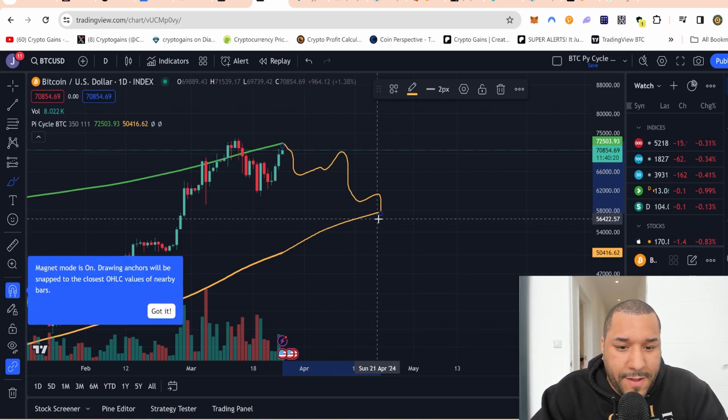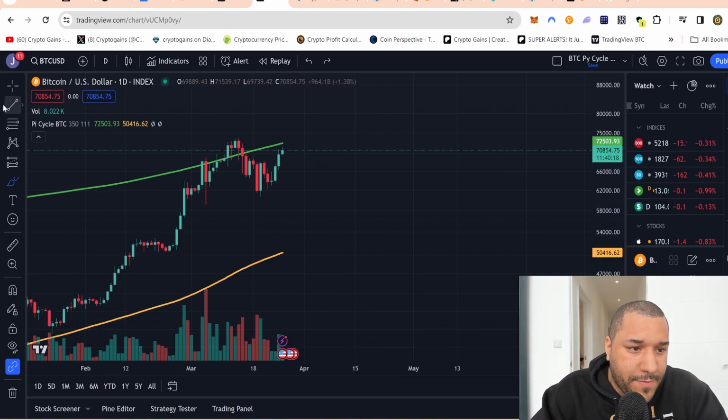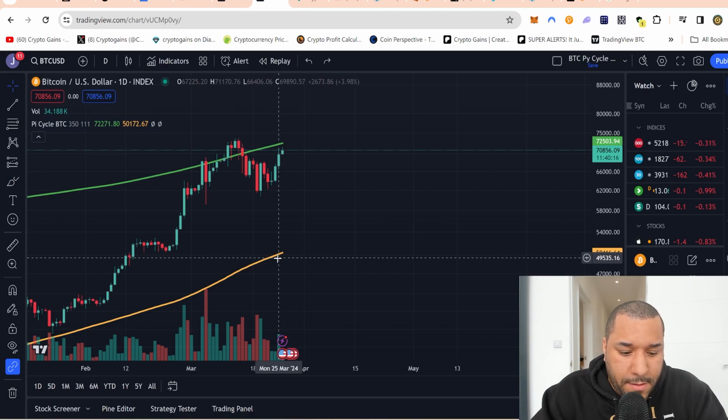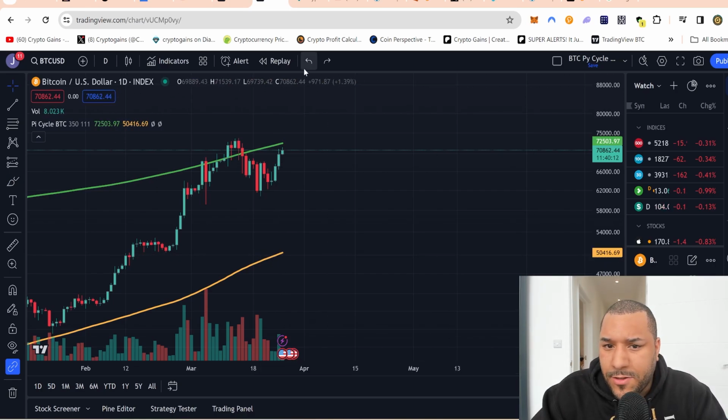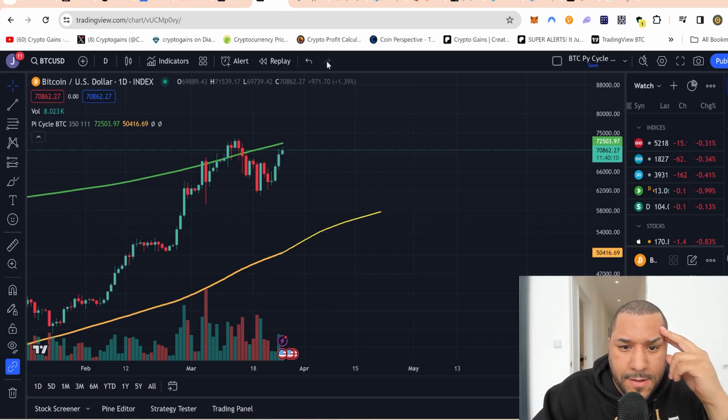Now, the good thing with this orange line is it's moving up, right? It's constantly moving up. Where'd it go? Can I bring it back? No, I can't bring it back. Usually there's an arrow to bring it back. Here we go. It's constantly moving up.